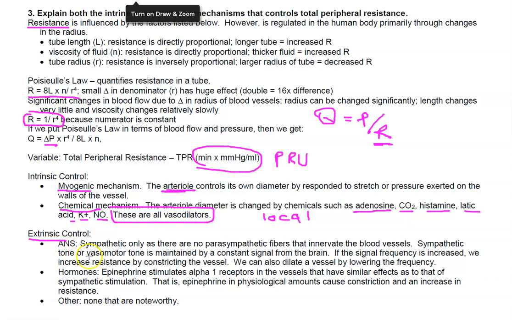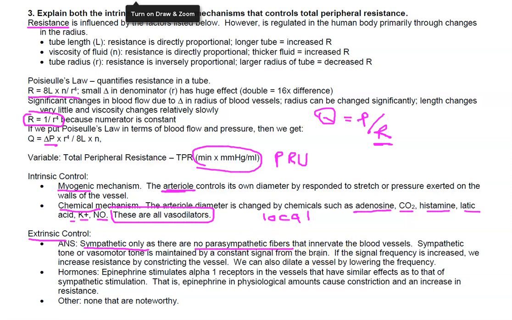Extrinsically, we have the ANS, right? And in this case, it's sympathetic only. If you remember back to the sympathetic system, blood vessels, which we're talking about, because that's where TPR is going to be exerted, are only controlled by the sympathetic system, so there's no parasympathetic system, right? There are no parasympathetic fibers that go to blood vessels, so we don't have to worry about it.